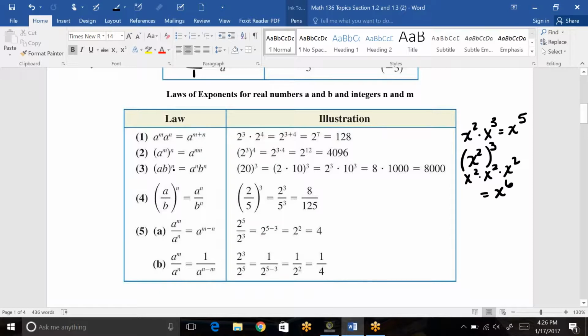If you have multiple bases inside, as long as they're connected by multiplication or division, then you can apply the power outside to everything inside. That is not true if there is adding or subtracting inside here.